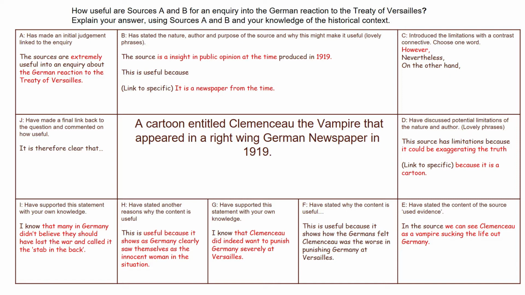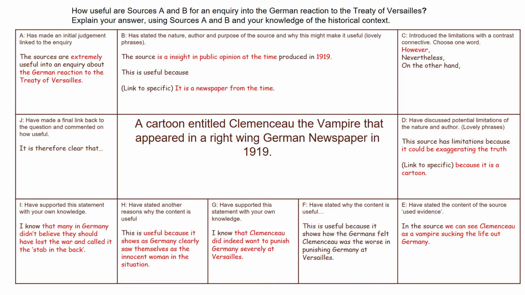If I wanted to, I could extend that by saying because France were the most affected by the First World War. Then I need to state another reason why the content is useful. So this is useful because it shows Germany clearly saw themselves as the innocent party in the situation. They see themselves as the innocent party.